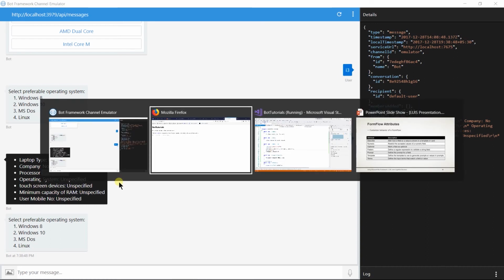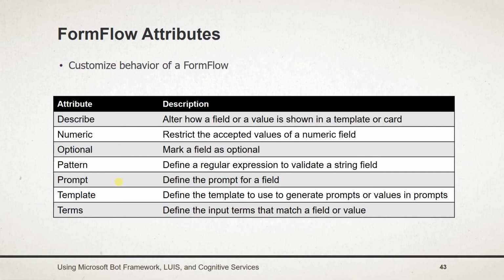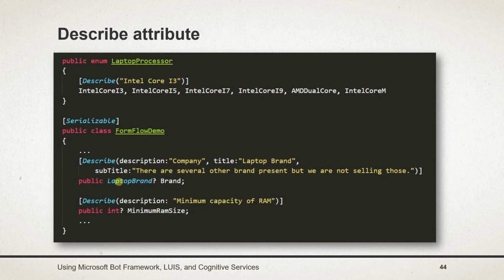Now, let us see what we have learned in this session. By using those attributes, we can customize the form flow that we are building. By using the describe attribute, we can change the field or value to be displayed in the form field. We can also set a title or subtitle using the describe attribute. However, those two are supported for cards only. We can use it on a property of the form as well as on an enumeration value.